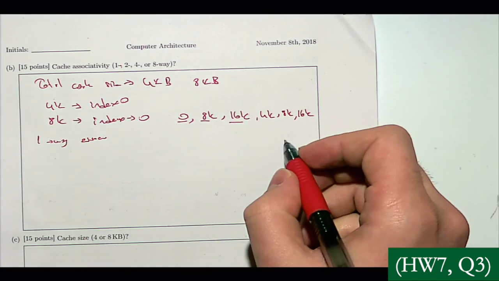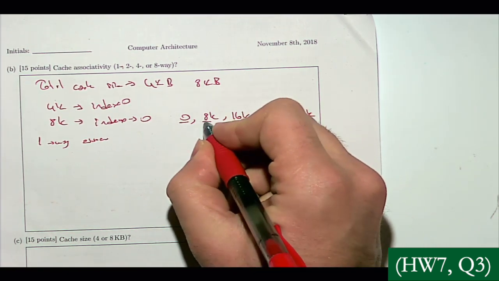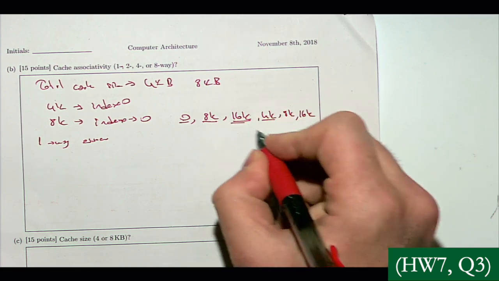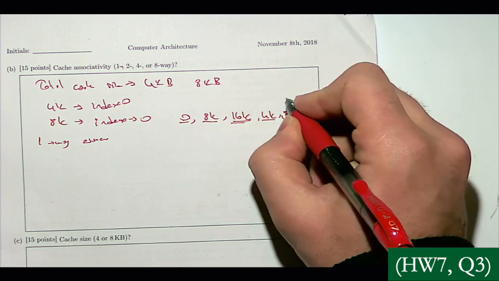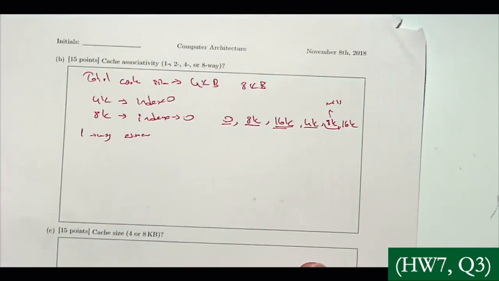So when I access 8K, it will be replaced with this one, and 16K replaced with this one, 4K. And again, when I access the 8K, this will be a miss. And then I will replace 4K and put the 8K.